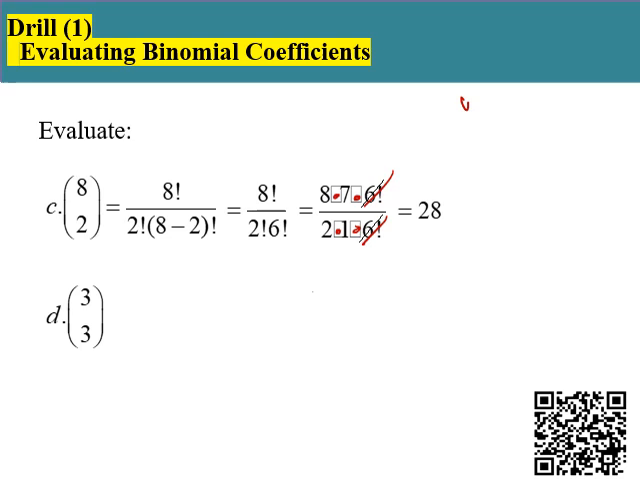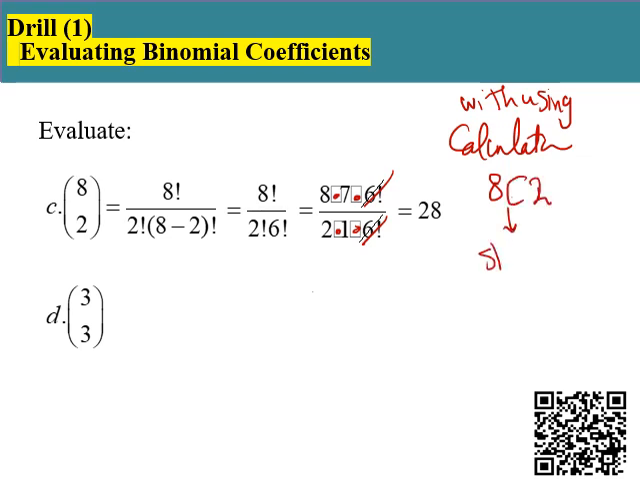With using calculator, how am I going to solve it? I will just press first 8 and then C, then 2. How can I find C in my calculator? By pressing shift and divide. You know the division button, you will find above it something called nCr. So you press it. So 8 shift divide 2 will give you 28 directly.